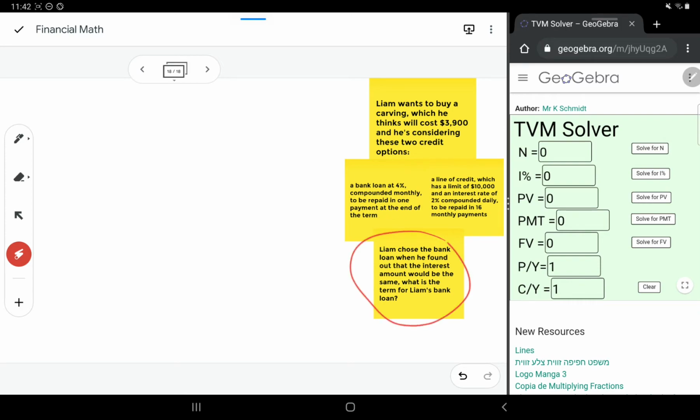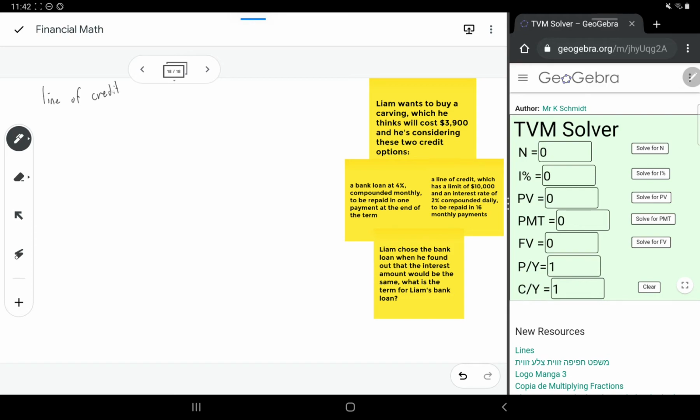The actual question, though: Liam chose the bank loan when he found out the interest amount would be the same. What is the term for Liam's bank loan? So how long is that loan? We'll note here that the interest would be the same as the line of credit, but we don't know how much that is. So we're going to use this one to find the interest for this one so that we can find the term. A few steps here. Basically, we're going to start with that line of credit.